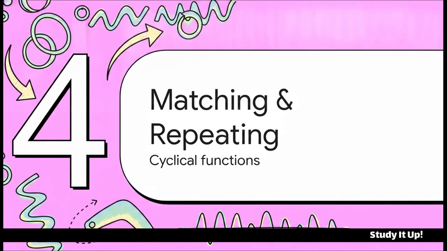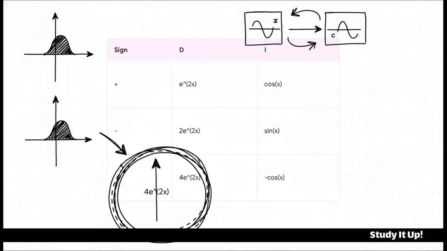Next up, Section 4. Scenarios. Matching and repeating. Now, what happens on the exam if the derivative column never reaches 0? Take a look at this table for integrating e to the 2x times cosine x. If we differentiate e to the 2x, it just keeps generating more e to the 2x terms. It's never going to hit 0. Similarly, integrating cosine x just cycles between sine and cosine.